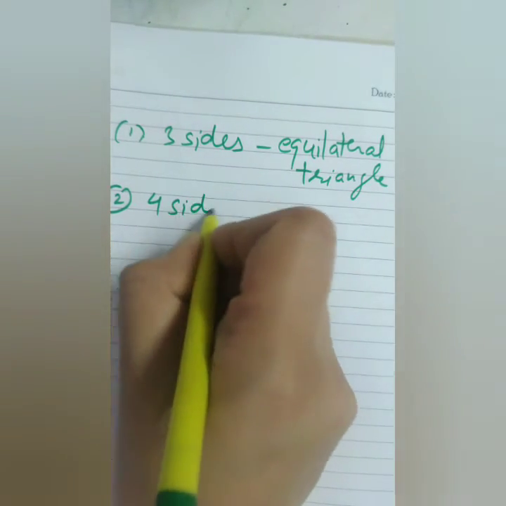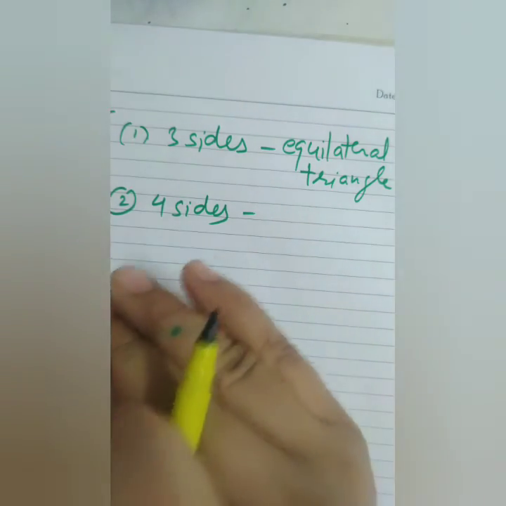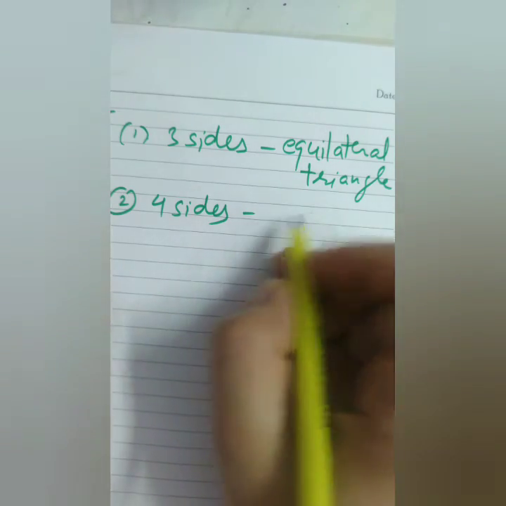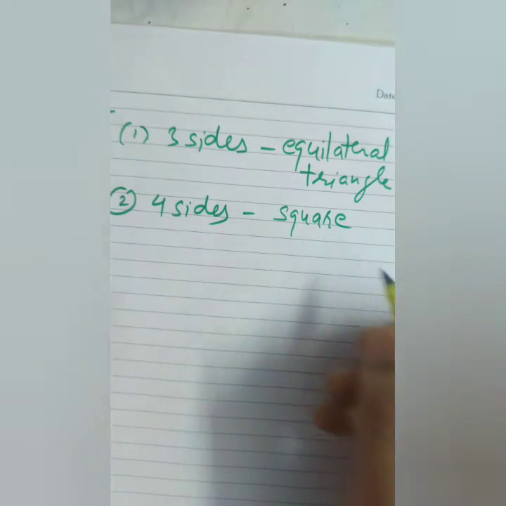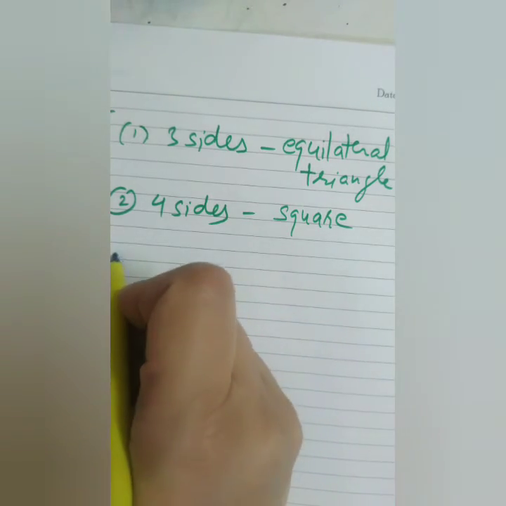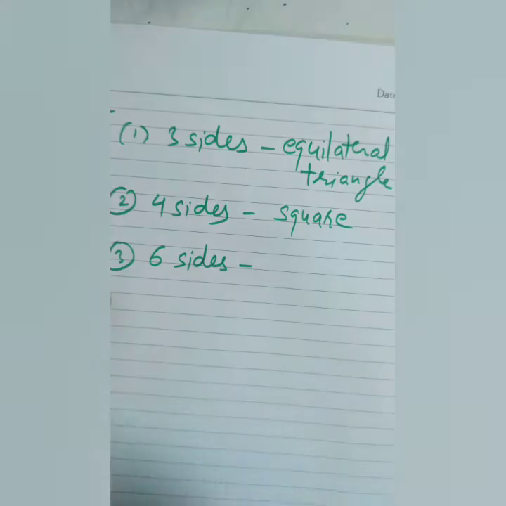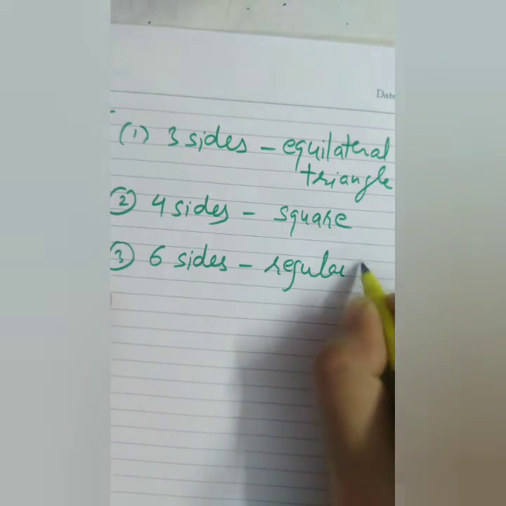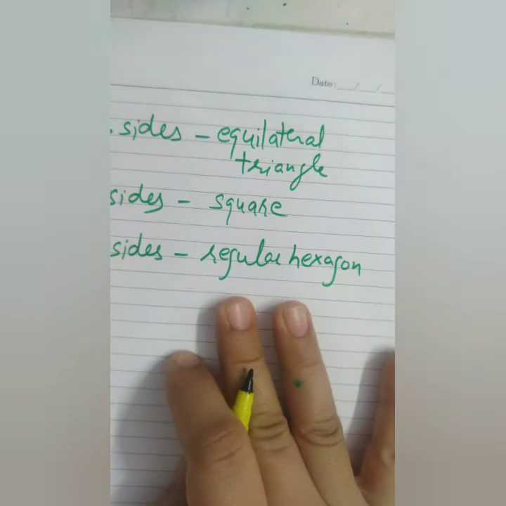And for 4 sides, actually when they are saying 4 sides, meaning 4 equal sides, because we have a regular polygon over here. Okay. So all the 4 sides are equal. So it becomes a square. And next is 6 sides. Okay, 6 sides. We don't have a particular name for it, but we can write regular hexagon.